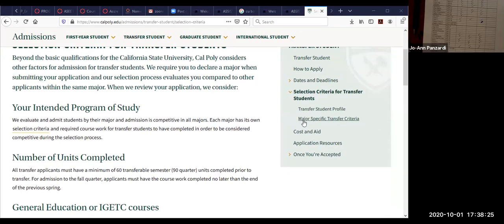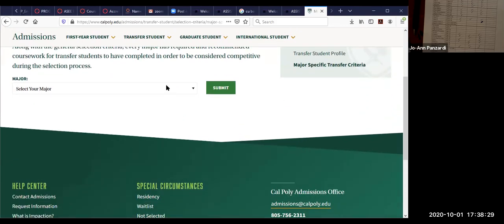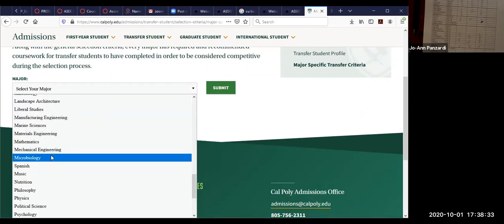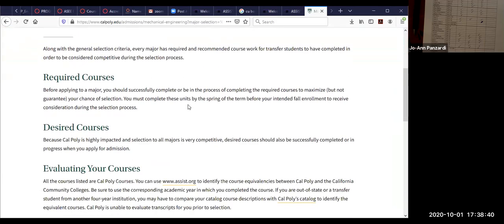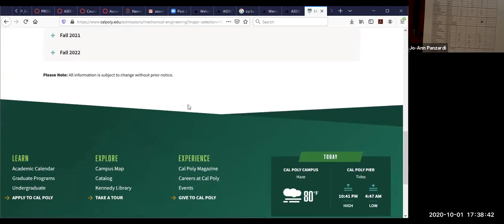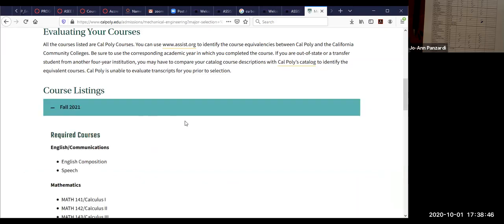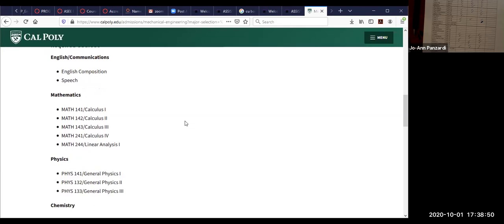And if you click on major specific transfer criteria, you pick your major. Let's go mechanical again. And you submit it. And then let's just pick fall 21. Here they wrote down the courses that are required before you get there.